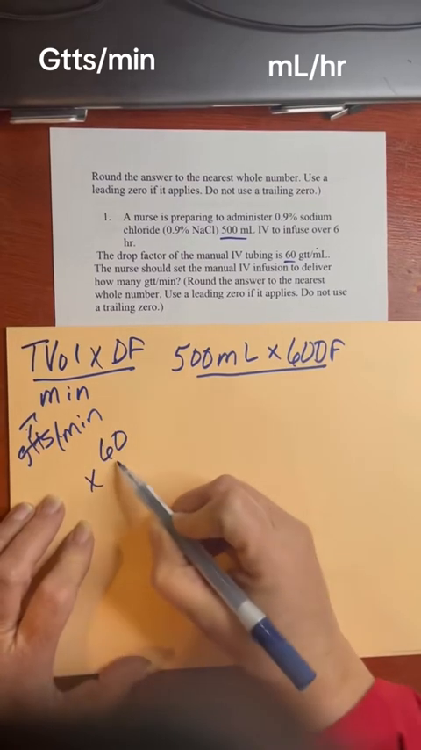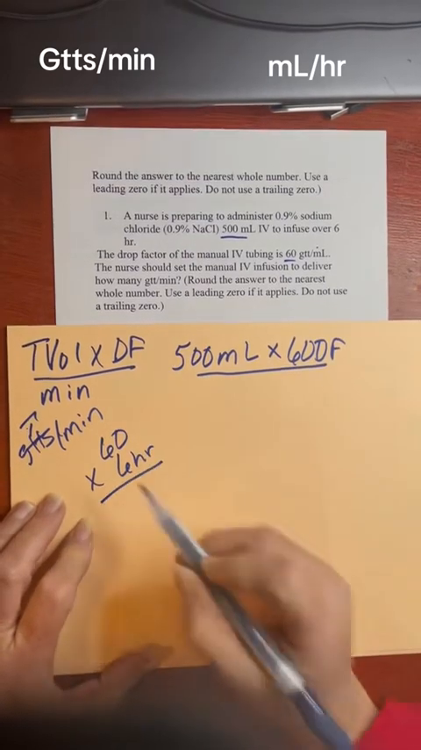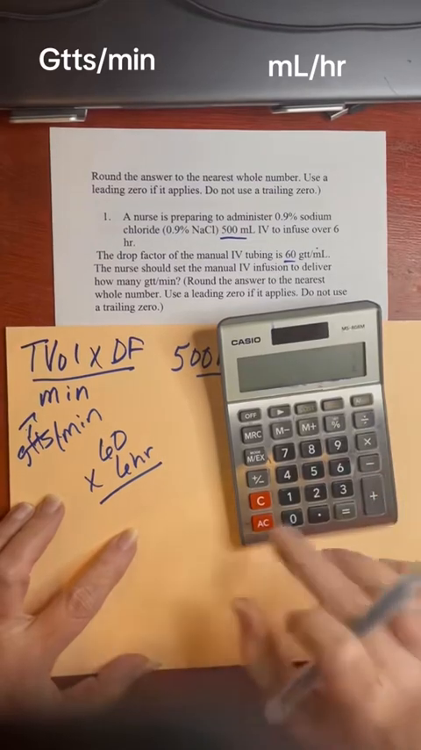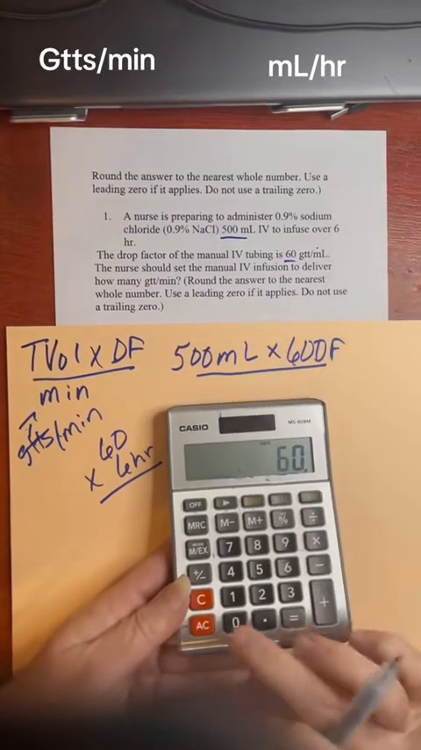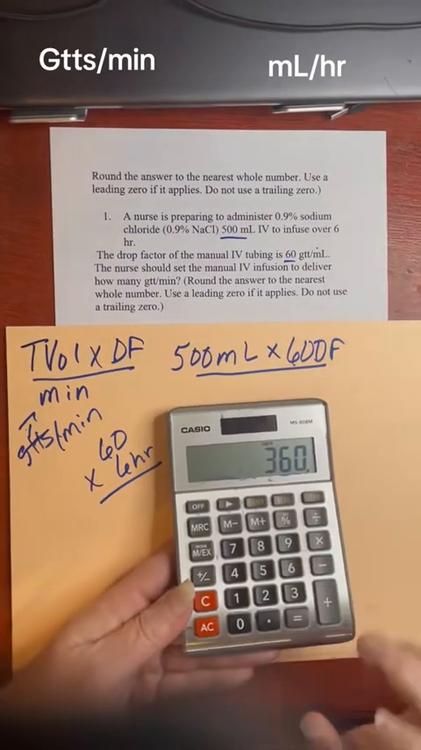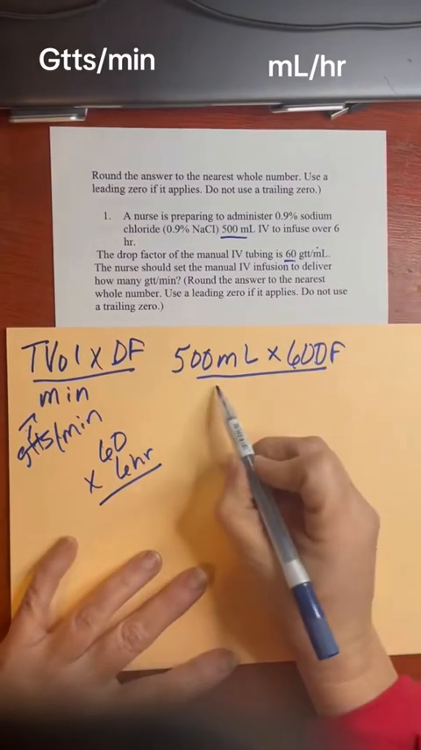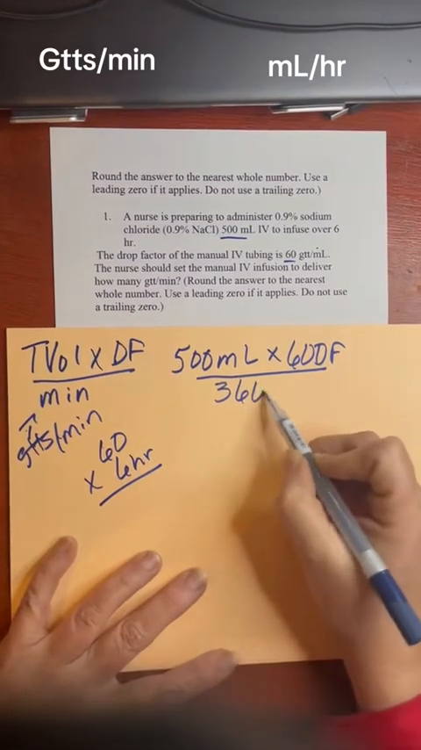Okay, so 60 times 6 hours will tell us what the minutes is. So don't trust your brain. Get your calculator and put it in there. 360 minutes, what that's going to have to go over.